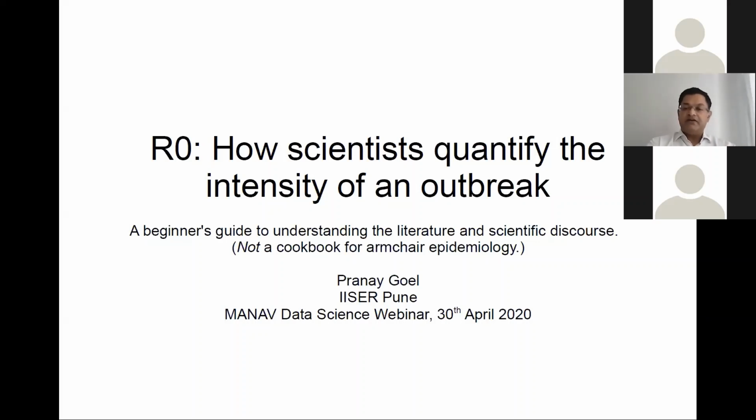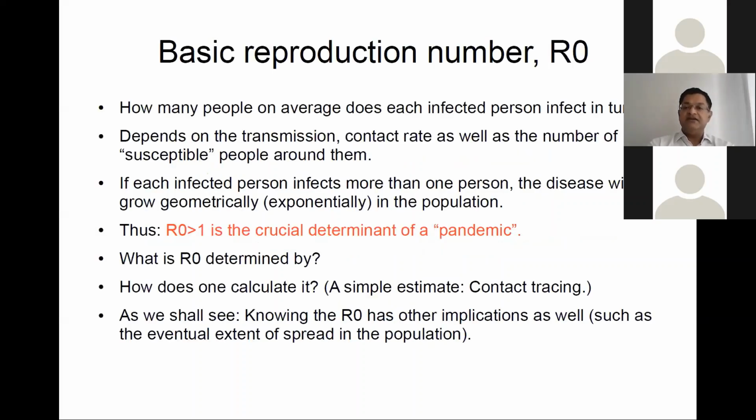Okay, so with that introduction, let me start a little bit into describing what the basic reproduction number is in a very general setting, in a very general sense. So the R0 is essentially a measure of how many people on average an infected person that's introduced into a susceptible pool of persons, how many secondary infections did this person lead to.